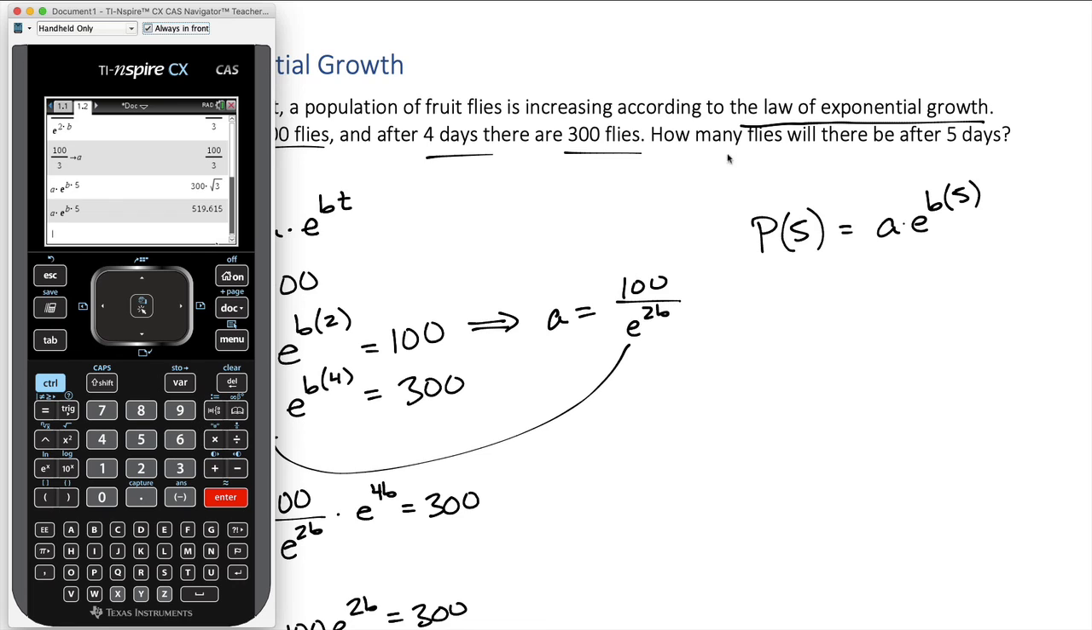And because we're talking about the number of flies, it wouldn't really make sense to have a decimal. So I'm going to go ahead and round this to the nearest whole number, since I can only have a whole number of flies. This is about 520.